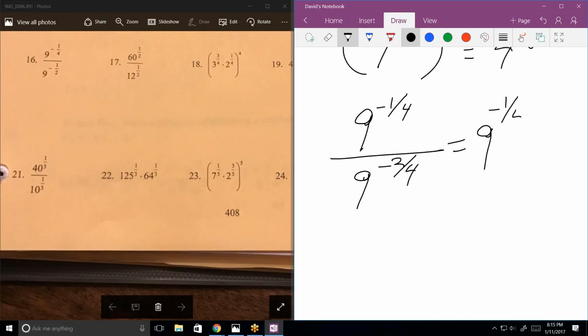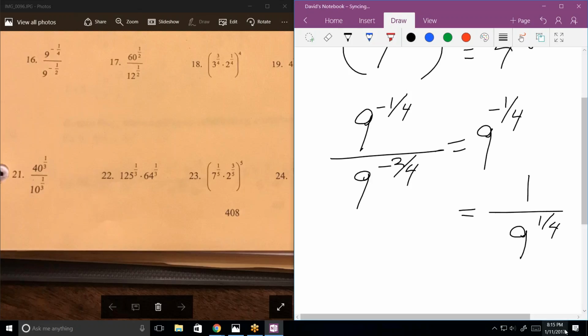Hold on. You got the first part right. In other words, when I subtract the two exponents, 1/2. Now when I put it in positive exponents, it's what? 1 over 9 to the 1/4 power. Okay. Cool.